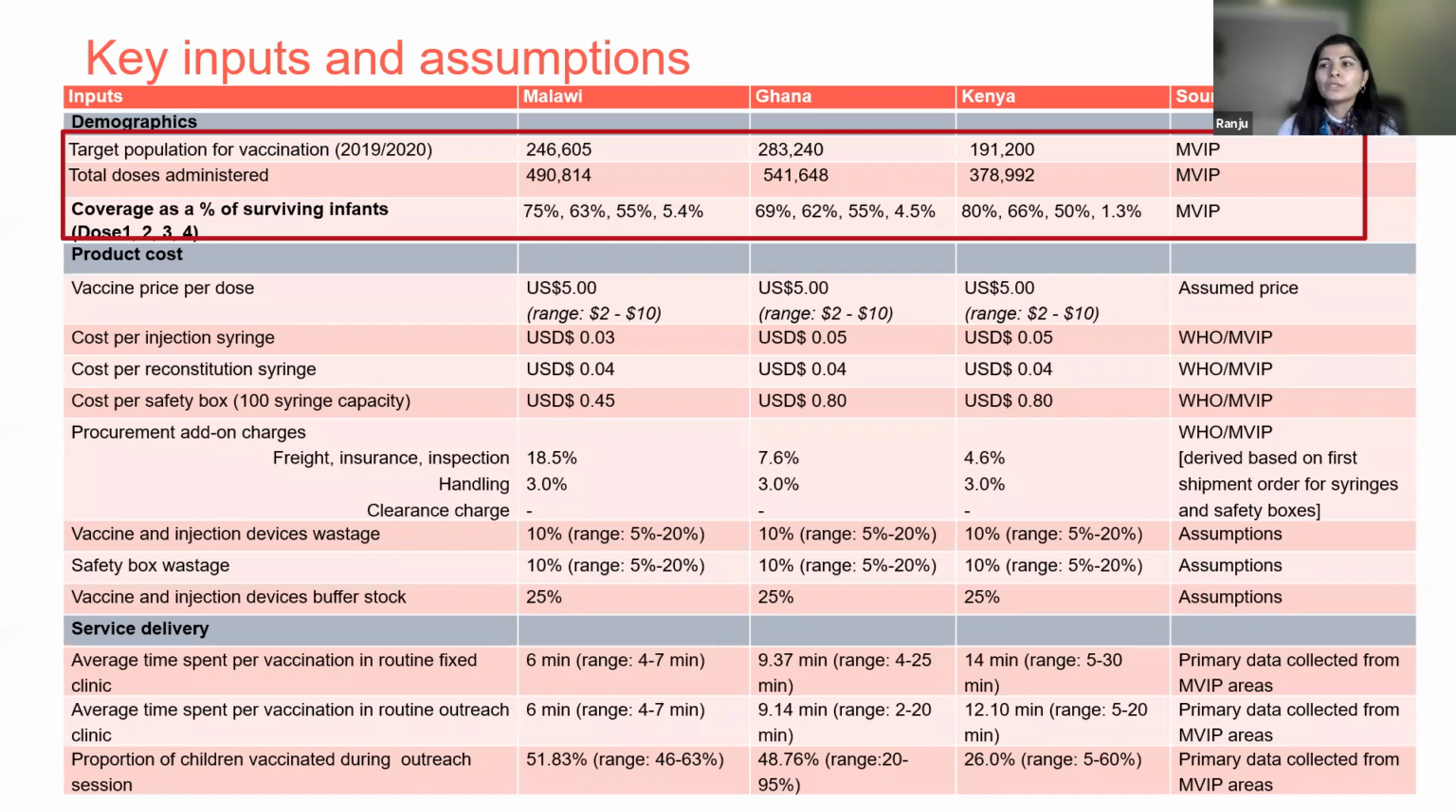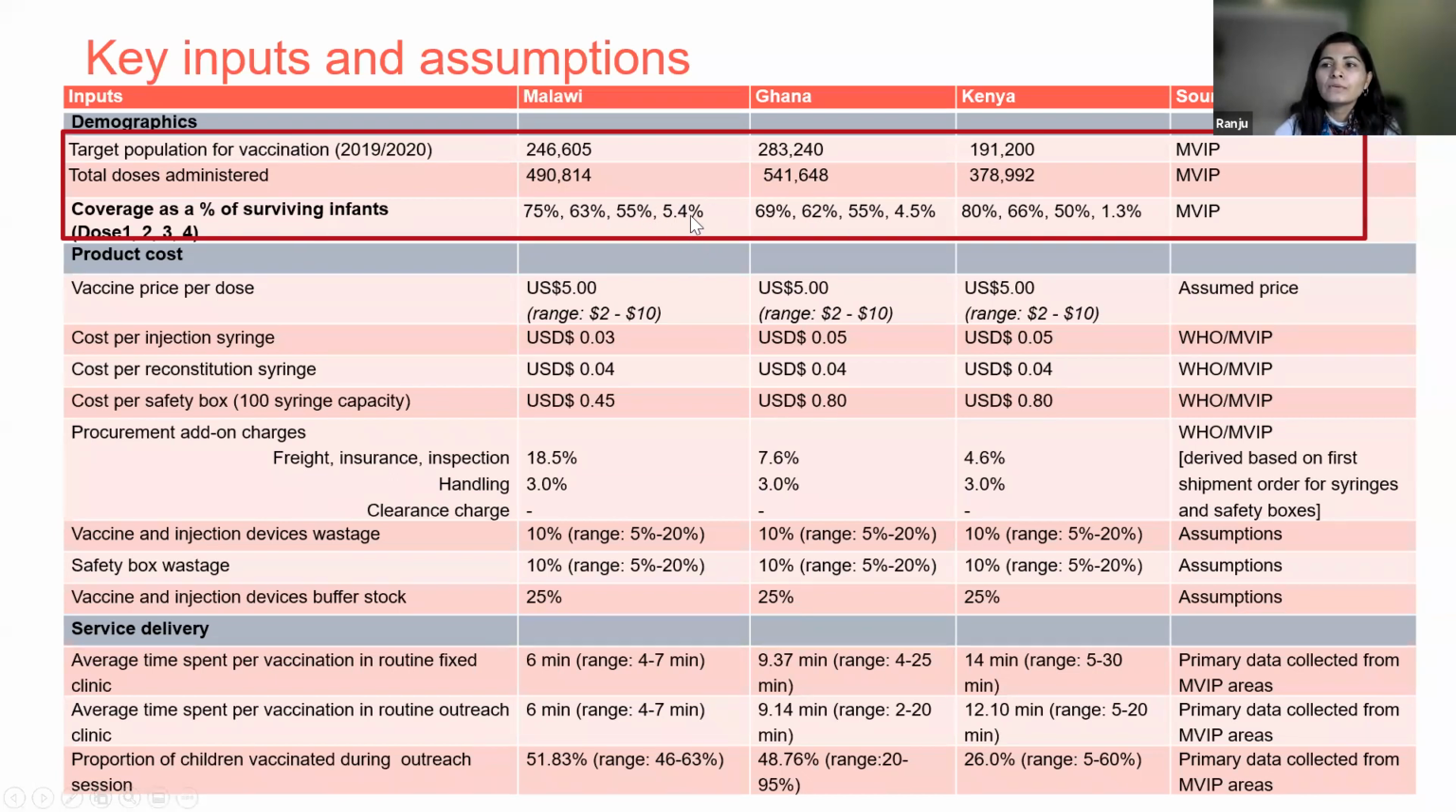The lower number of children in Kenya is again reflective of when the program actually began, 5 months after the other two countries. The total doses administered are there, roughly 490,000 in Malawi during that period, 540,000 in Ghana, and Kenya. The coverage as a percentage of surviving infants, for the first 3 doses, ranges somewhere between 70 and 80% across the 3 countries. And for the third dose, it ranges roughly between 50% and 55% across the 3 countries.